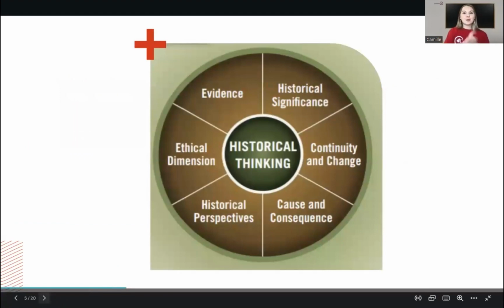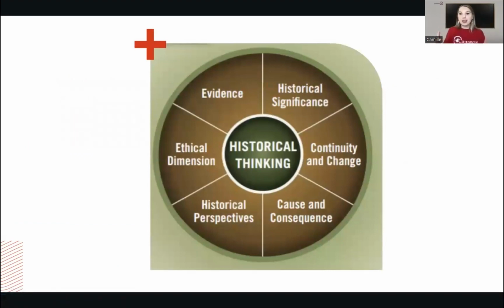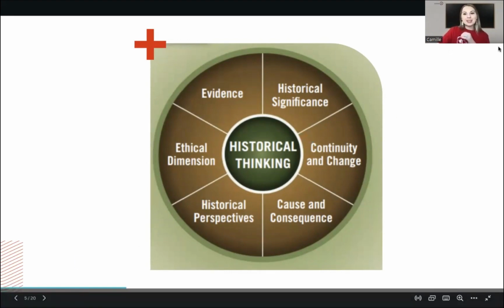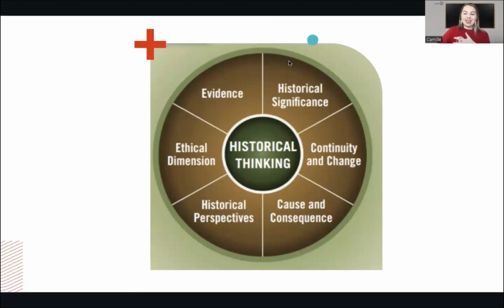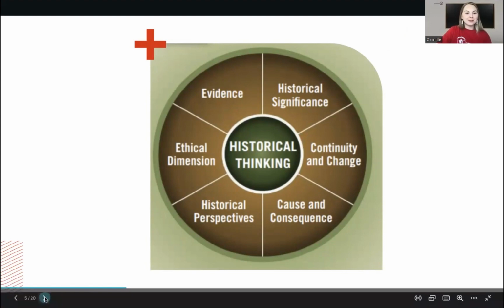Okay, so another piece of our historical thinking. When we think about history, oftentimes we think about lots and lots of facts. However, history is much more than that. Depending how we view history and the lens through which we look at it, we're going to have different understandings. So with our Canadian history course, it's very important that we don't look at history as a solid fact, but we try to piece it together. So with our historical thinking equation, we think about the evidence, ethical dimension, historical perspectives, cause and consequence, continuity and change, as well as historical significance. And we'll look at a few of these today as we go through our lesson.